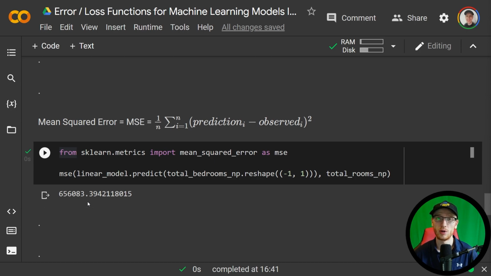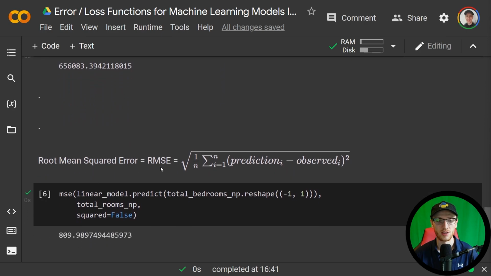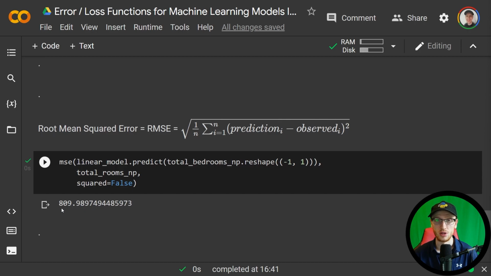And so what do we often use instead? Well, we often take this value and we square root it. So what that would do is called the root mean squared error. And so it's the same thing. It's just the mean squared error, but rooted or square rooted. And so we're going to get back down to those units we saw with the mean absolute error.